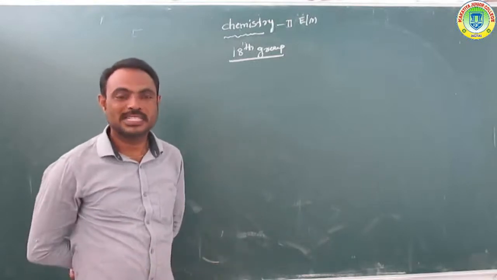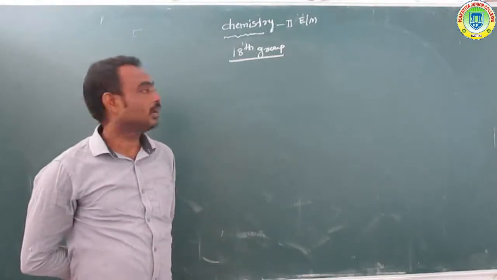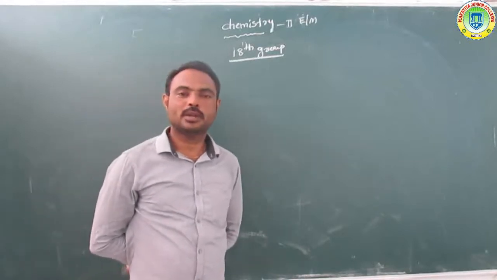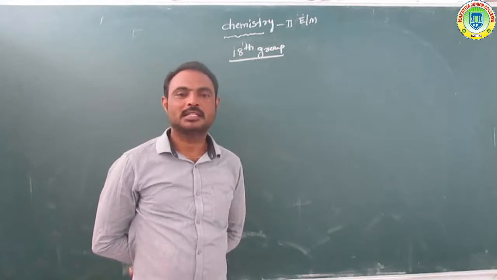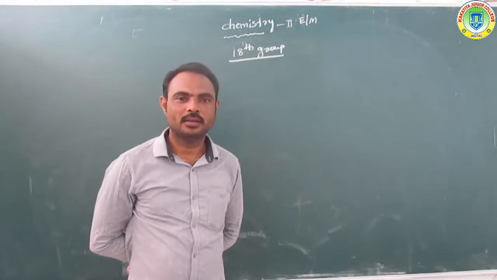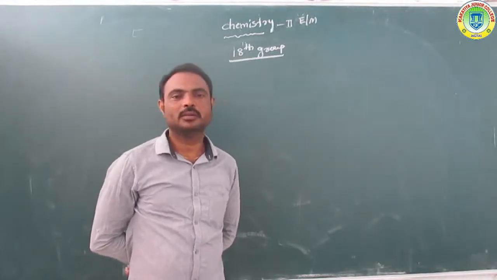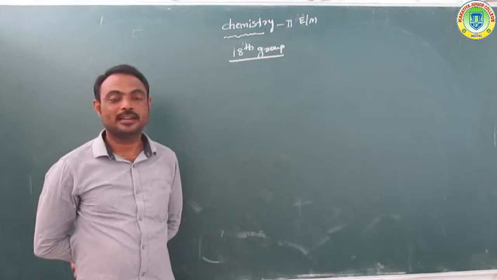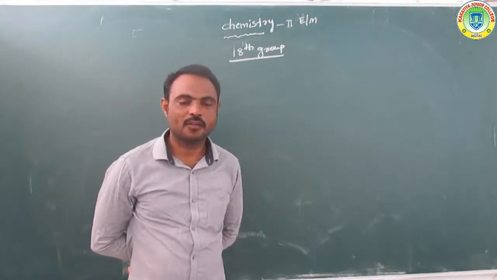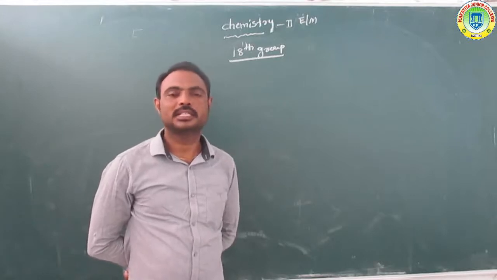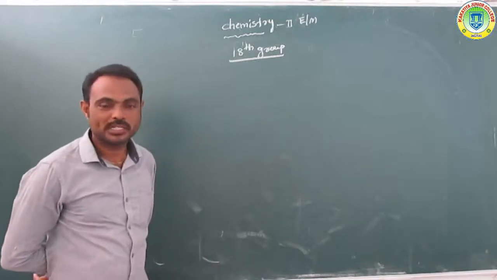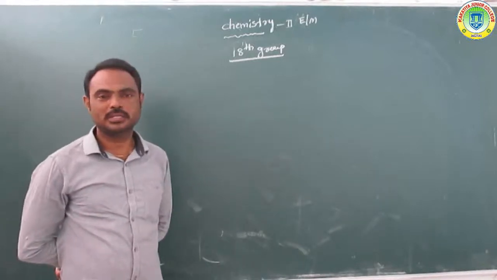So xenon reacts with fluorine and oxygen elements to form a number of compounds: xenon difluoride, xenon tetrafluoride, xenon hexafluoride, xenon trioxide, xenon oxytetrafluoride, xenon dioxydifluoride. So these are all xenon compounds.